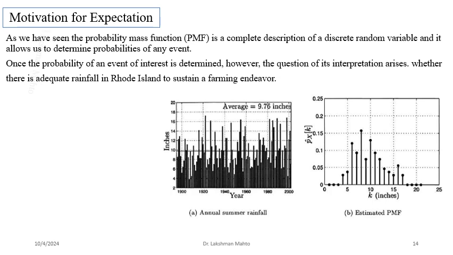The rainfall data is from the year 1900 to 2000. Rainfall is generally measured in inches or centimeters; various units are there. Once we have collected the data, we can estimate a probability mass function from it. So this is the estimated probability mass function of this rainfall.